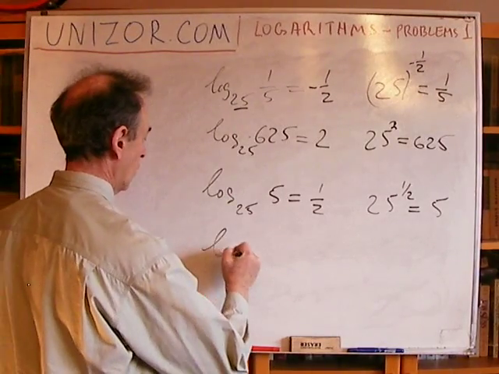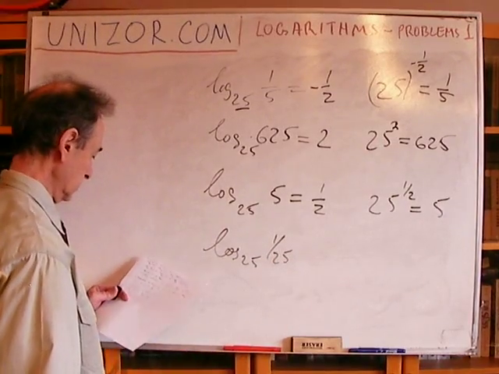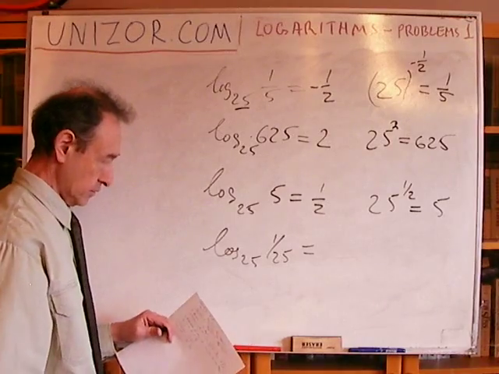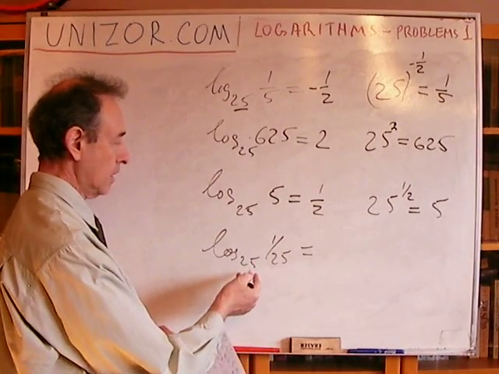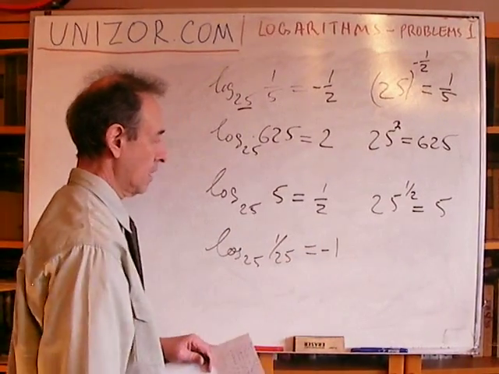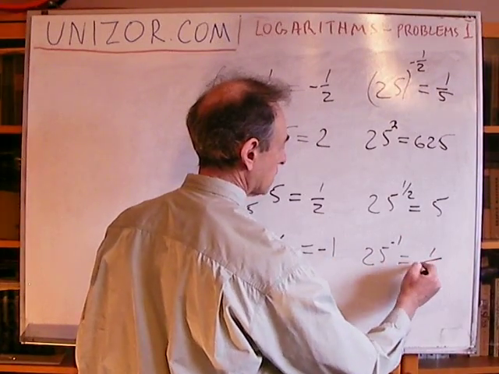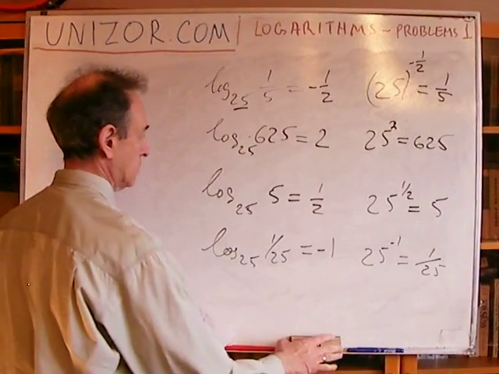Next, log base 25 of 1/25. Well, what power should I use to convert 25 into 1/25? Obviously minus 1. Because 25 to the power of minus 1 is 1/25. Right?